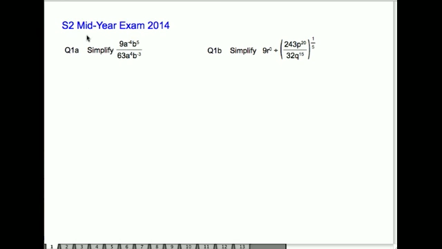Solutions to the Sec2 Mid-Year Exam 2014. In the first sum, we can simplify the expression by first reducing the fraction to the lowest term and fixing the terms with positive powers.